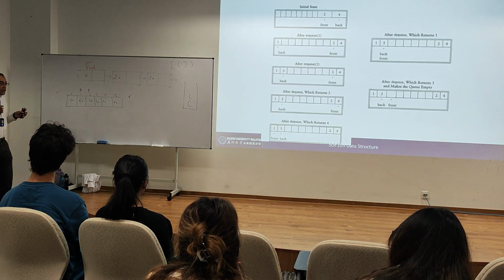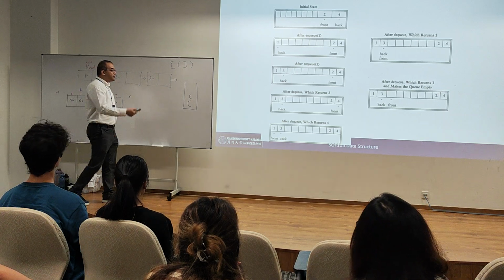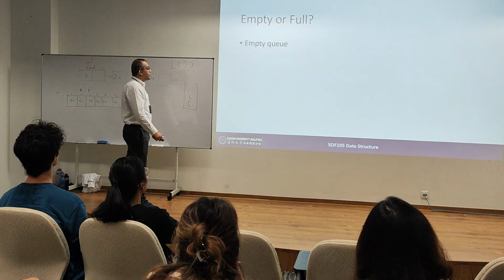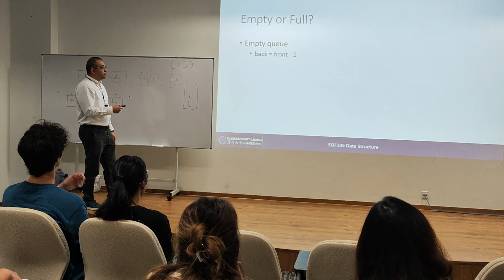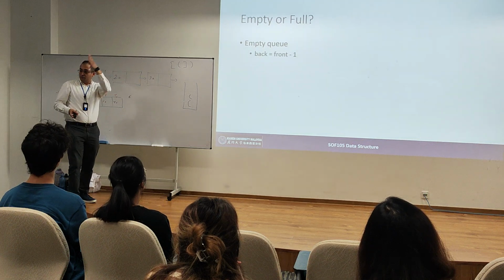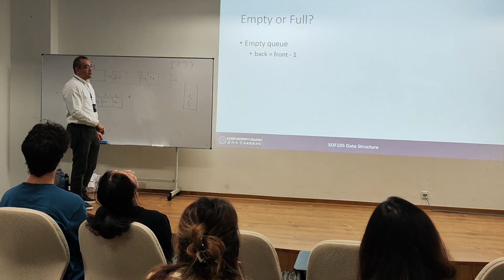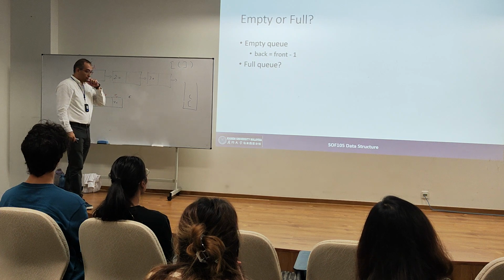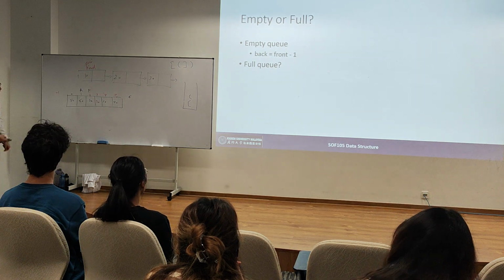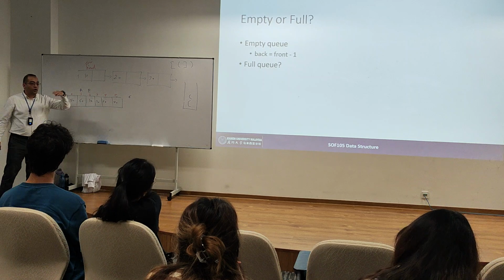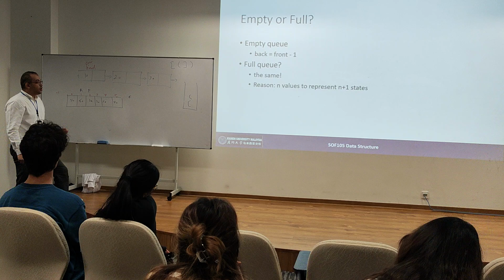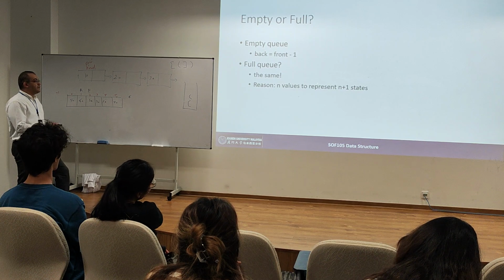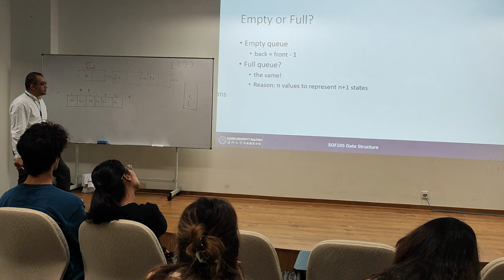Can I distinguish between them? Cannot. We cannot actually distinguish between full and empty. That's the issue with this implementation. But there's a simple solution for it. Okay? So empty queue, all right? Rear equals front minus 1, right? The rear is one position before the front. This is what? If it's empty. What about full? Same positions exactly. It's either full or all are gone. Okay? All same positions. It's the same. So the reason is that the values represent n plus 1 states, right?